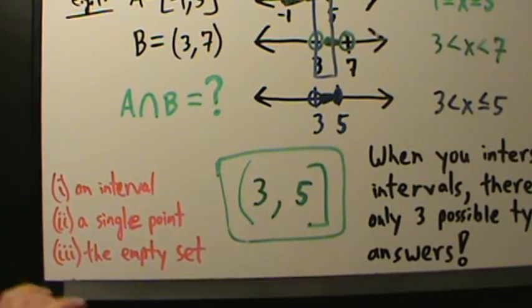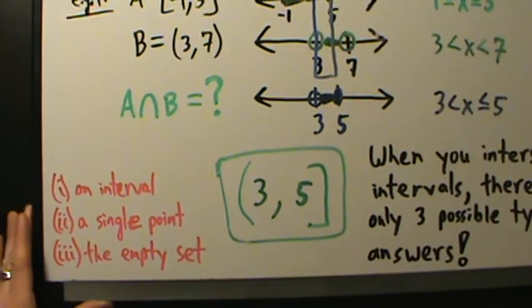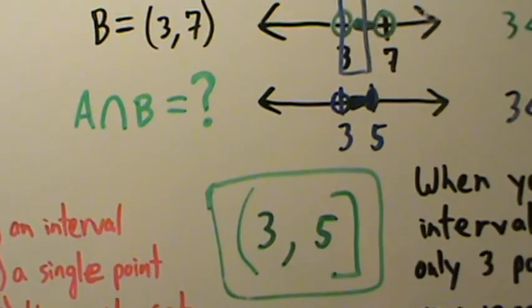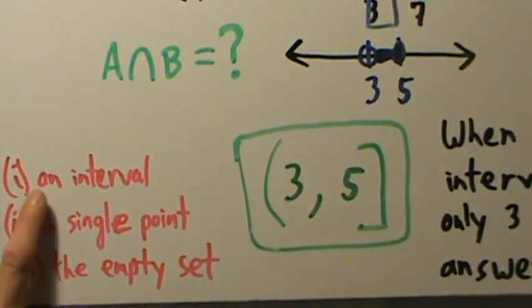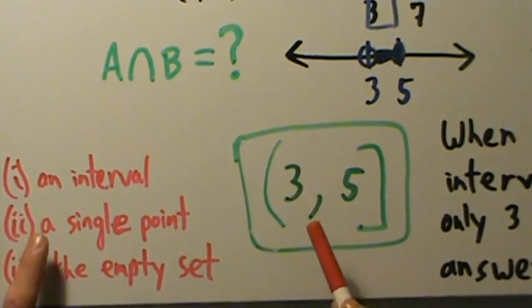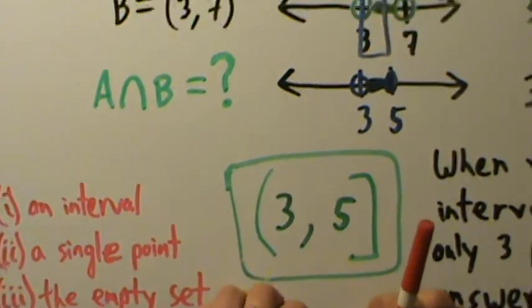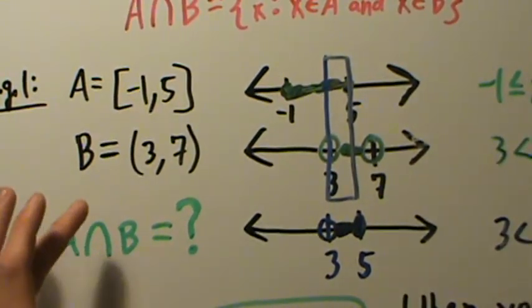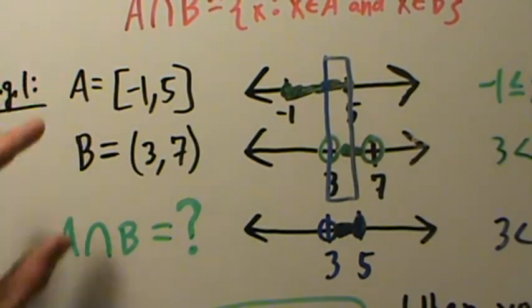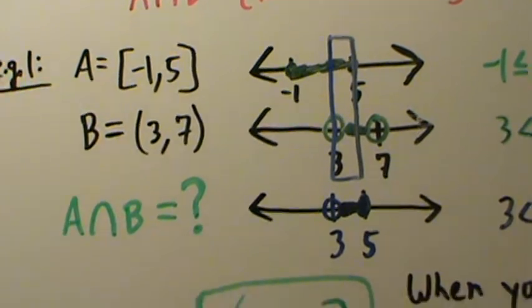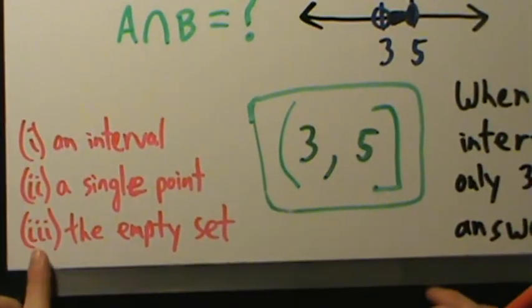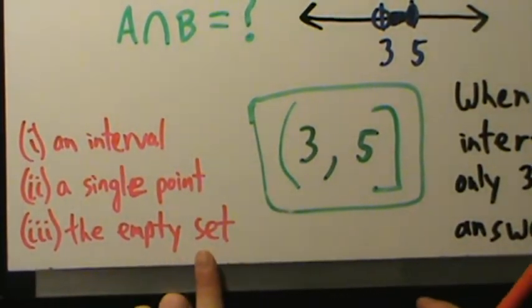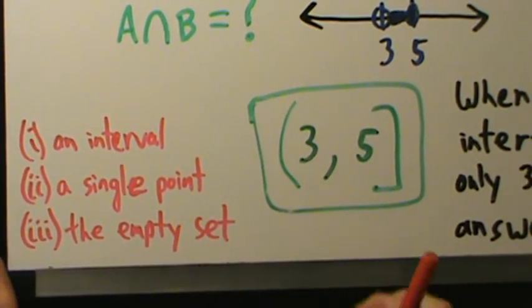Okay, so when you intersect two intervals, you only have 3 possibilities. Your first possibility is an interval, like we just had here with example 1. Second possibility is a single point. So it could be the case that these two intervals overlap in only one single point. And we'll see an example of that later. Or 3, it could be the empty set, which means there's no overlap at all.